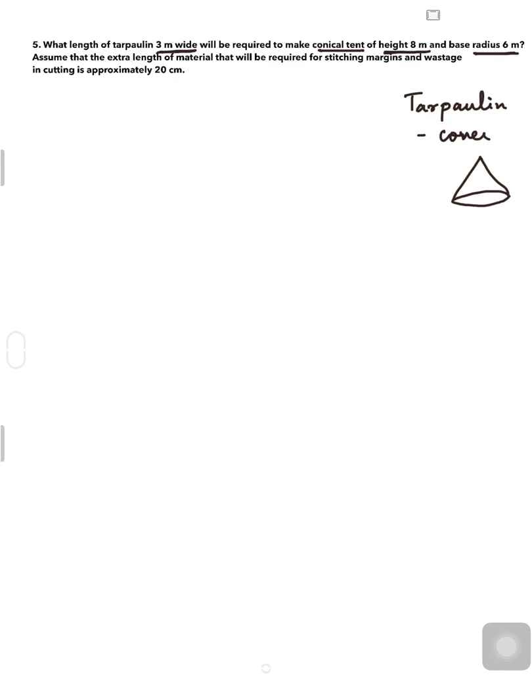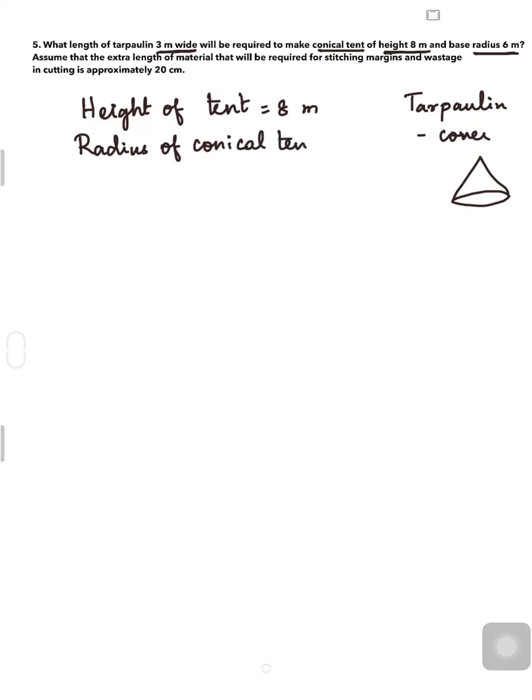So before that you have to write what all is given. Height of the tent is given, that is conical tent, 8 meter, and the radius of the conical tent is given as 6 meter. Yes, here they have given you the pi value as 3.14. It is given in the question itself. You have to use pi is equal to 3.14.